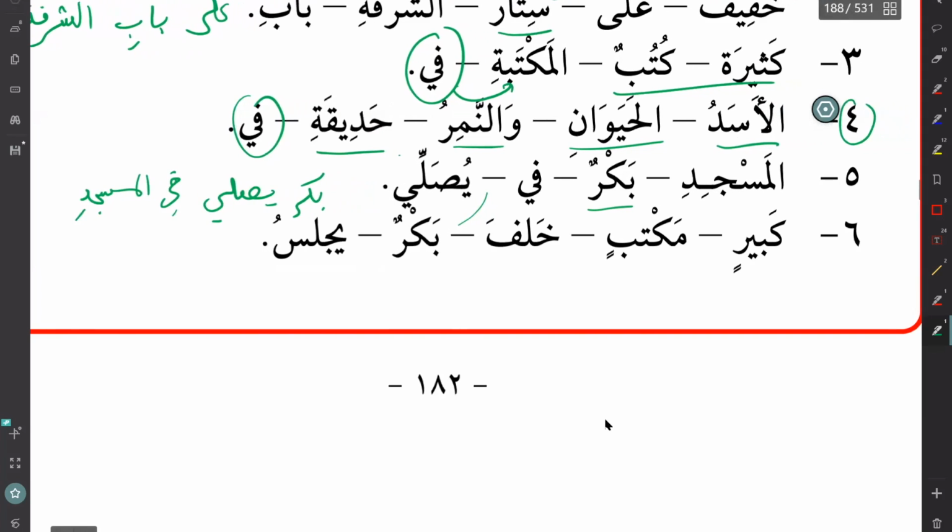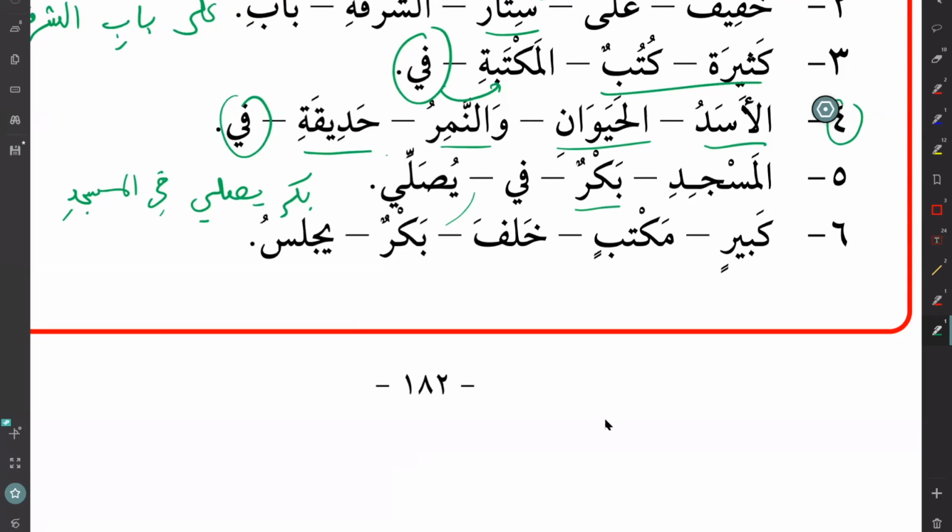Now, the last one we have here. You can say bakrun number one, then you say yajlisu number two, khalfa would be number three, maktabin kabirin. So bakrun is sitting behind a big table. Inshallah, you can write them in order, and you will have a complete sentence.